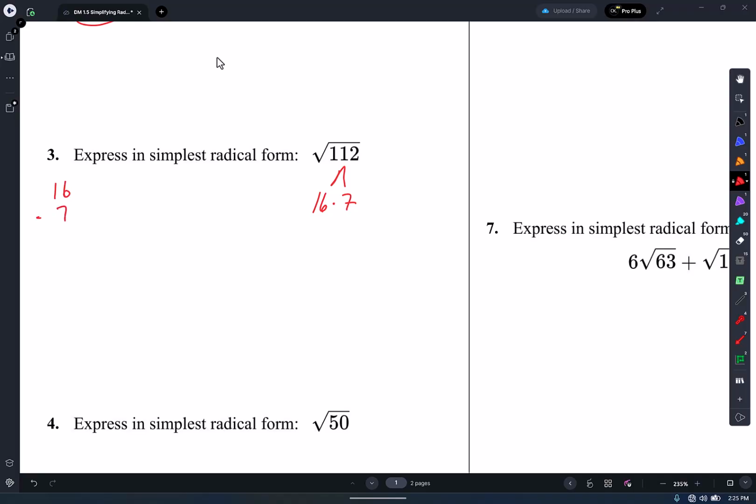Look, 16 times 7 really is, in fact, 112. 6 times 7 is 42. Put a 4 there.